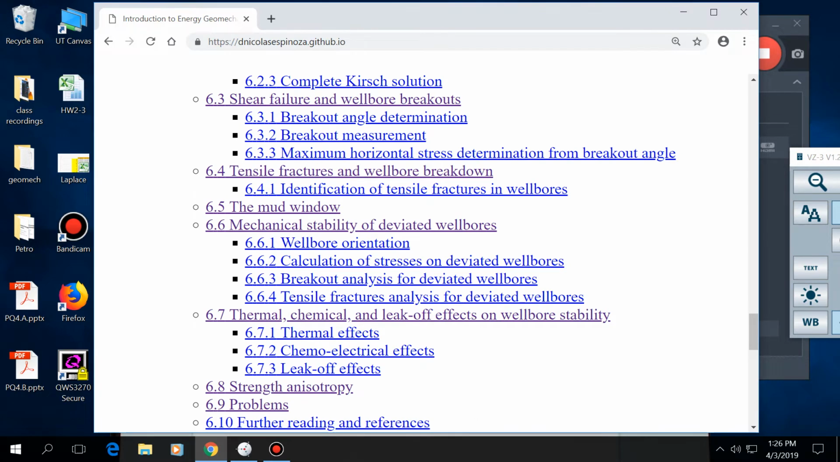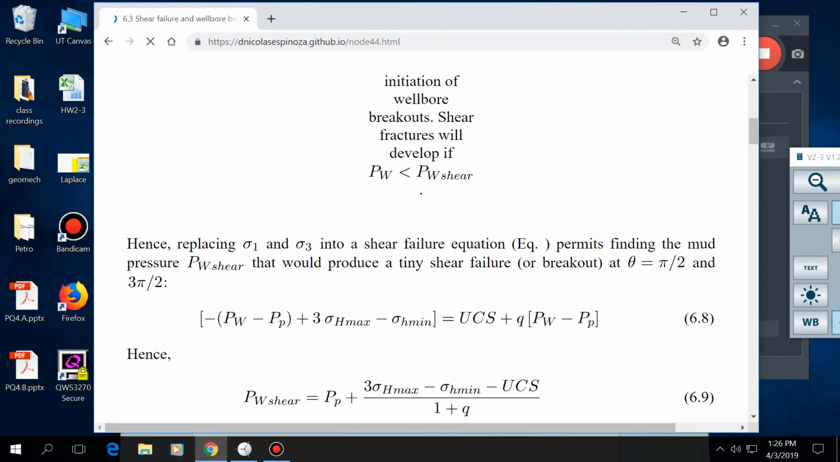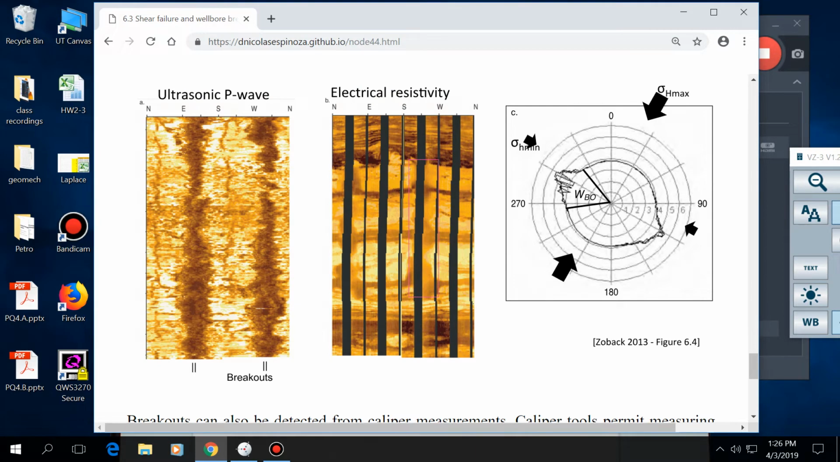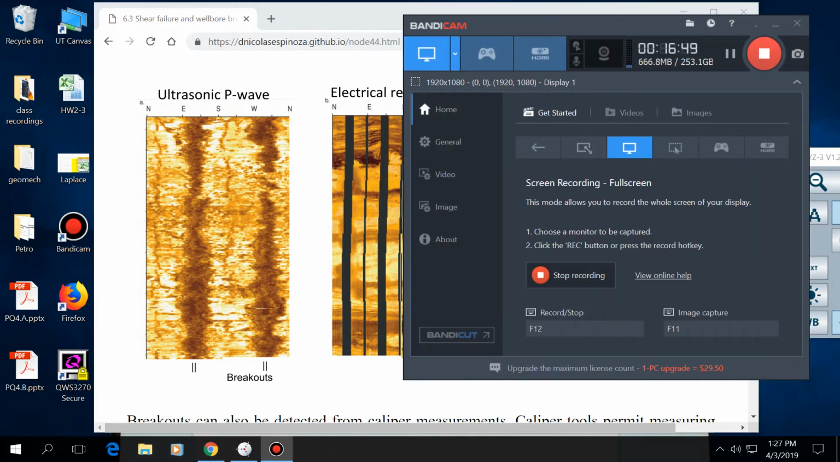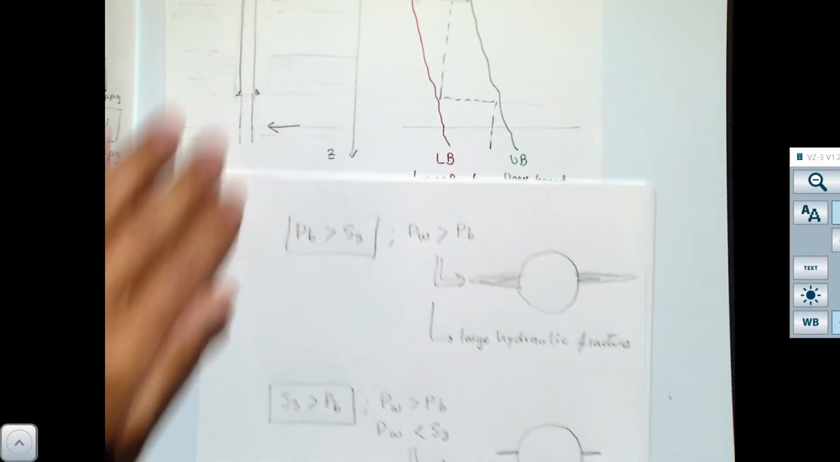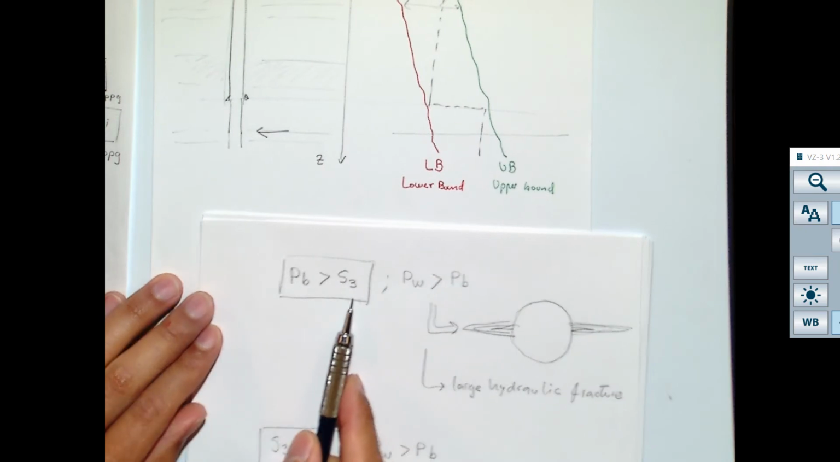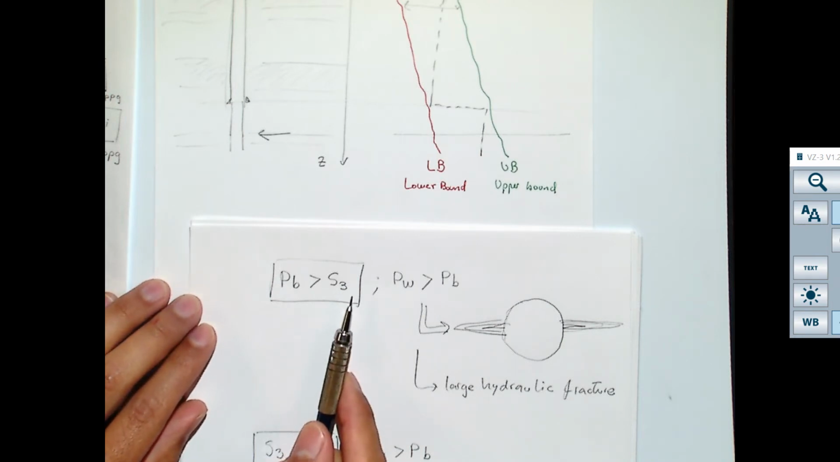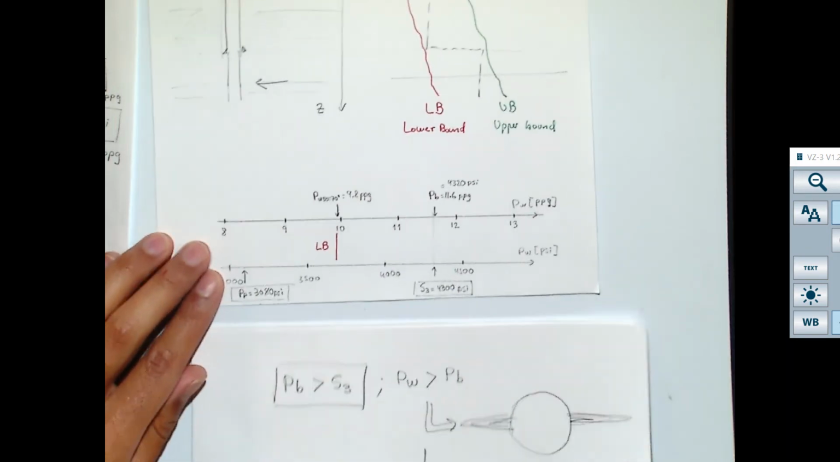All right, so let's see. Tensile fractures, shear fractures. This is the image I was meaning, right? So here you can see we have breakouts, we have tensile fractures, but we're stable. So it's going to be very important when you actually have to take a decision. In this case, what is going to be your upper bound? Because if PB is larger than S3, sometimes, just to be safe, you may want to set the upper bound to the maximum principal stress, not to PB.